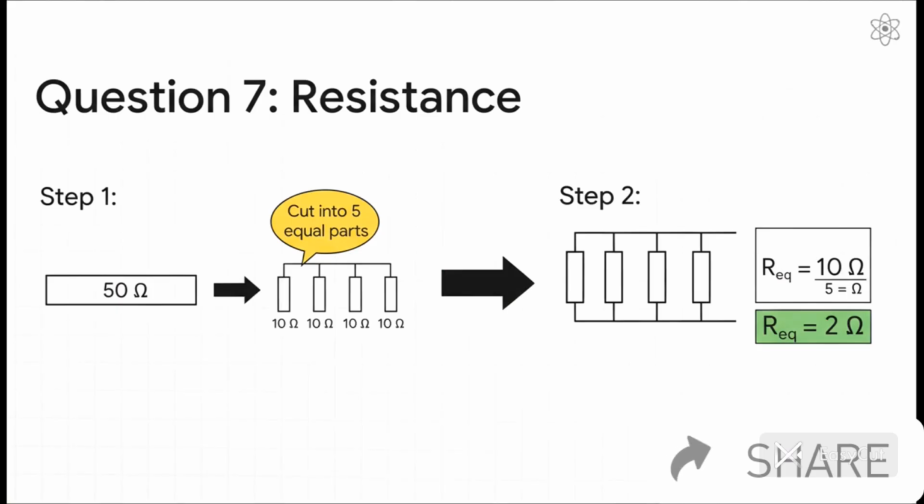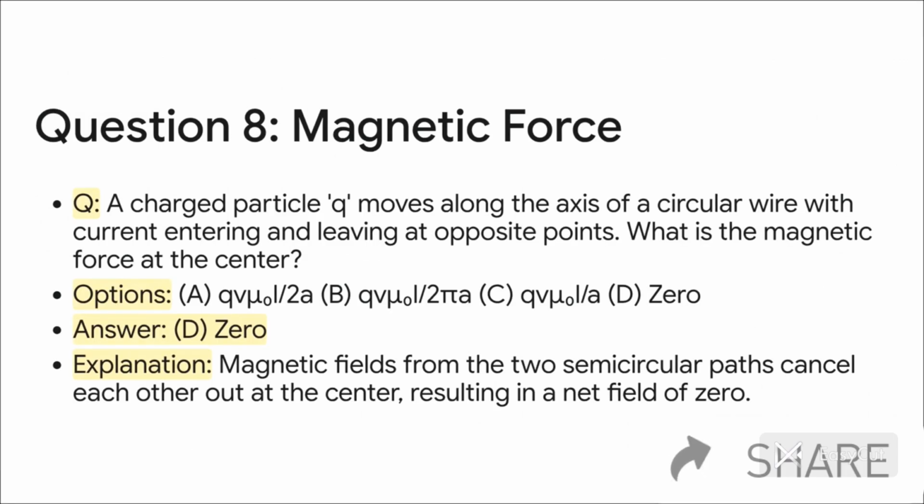Question number 7. We take a 50-ohm wire, cut it into 5 equal pieces, and then connect those pieces in parallel. What's the new resistance? The answer is A, 2 ohms. This is a super simple two-stepper. First, you chop that 50-ohm wire into 5 parts, so each part is now 10 ohms. Second, when you connect 5 identical resistors in parallel, you just take the resistance of one, 10 ohms, and divide by how many there are, which is 5. So 10 divided by 5 is 2. Done.